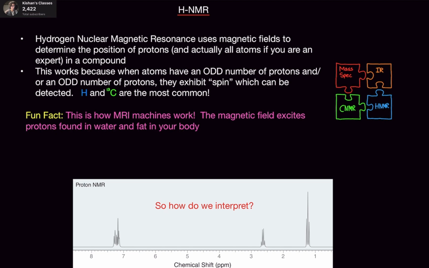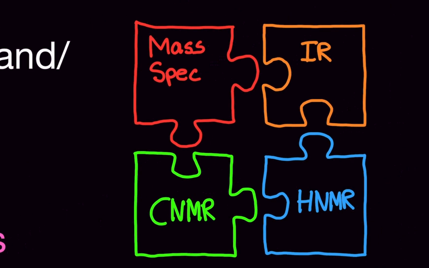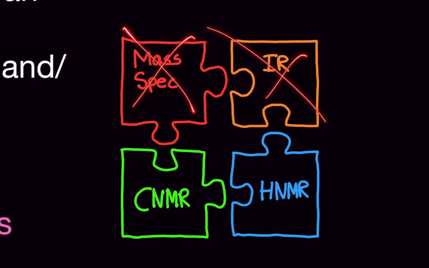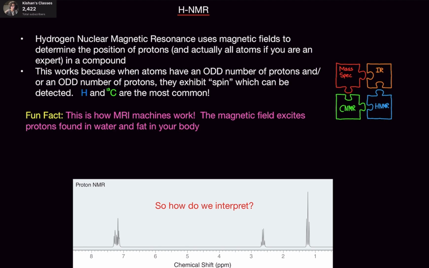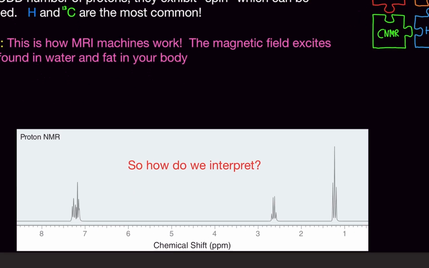Magnetic fields excite protons found in water and fat in your body, and basically can be observed through a computer screen and scans and whatnot. So this is the third piece of spectroscopy you're going to learn. We did mass spec already. We did IR already. Now we're on HNMR, and the last thing would be CNMR, or carbon NMR, and that will probably be next video. So how do we interpret this junk here?